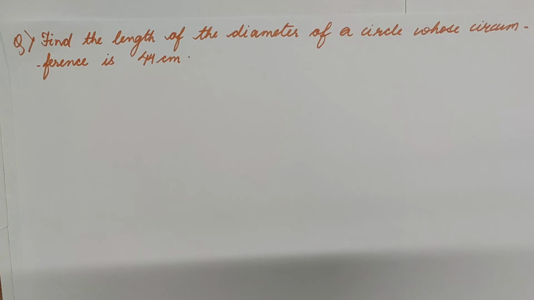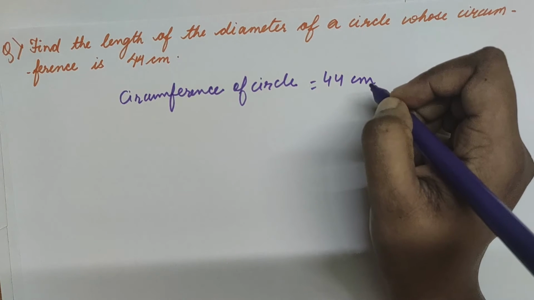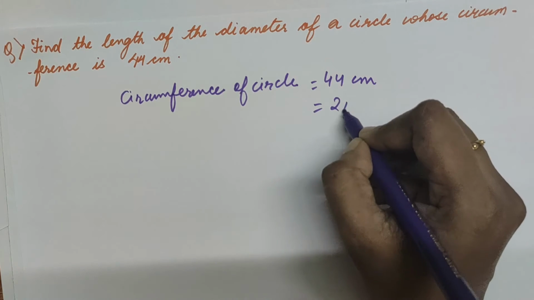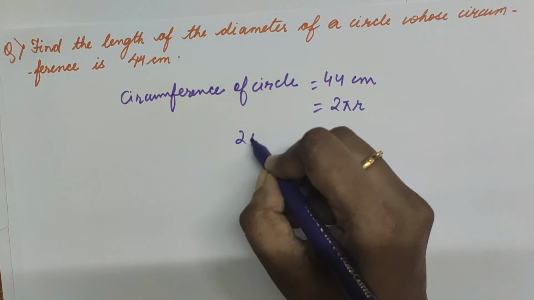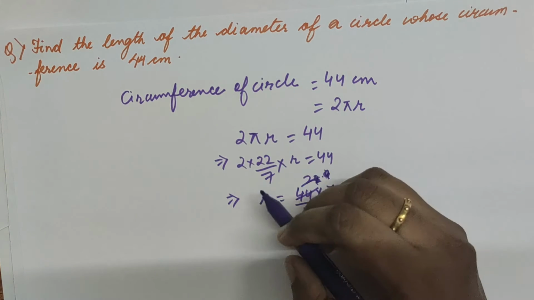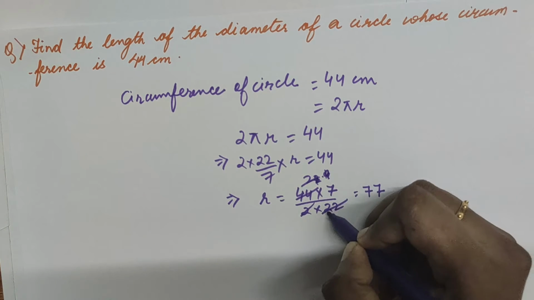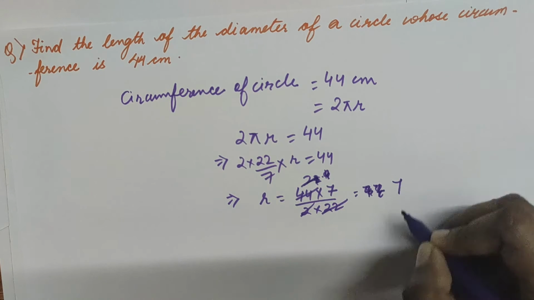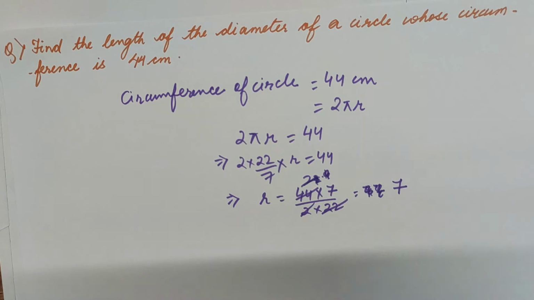Now when we are talking about the length of the diameter here, that means we need to calculate the diameter, in simple words, where the circumference is already known to us. So let us write the statement. The circumference of the circle here is 44 centimeter. So we know the formula is 2 pi r. Here we can substitute the value of pi and calculate the value of r. After putting the value, I can cancel 22 by 2, and 2 cancels, and so I get the value of r as 7.